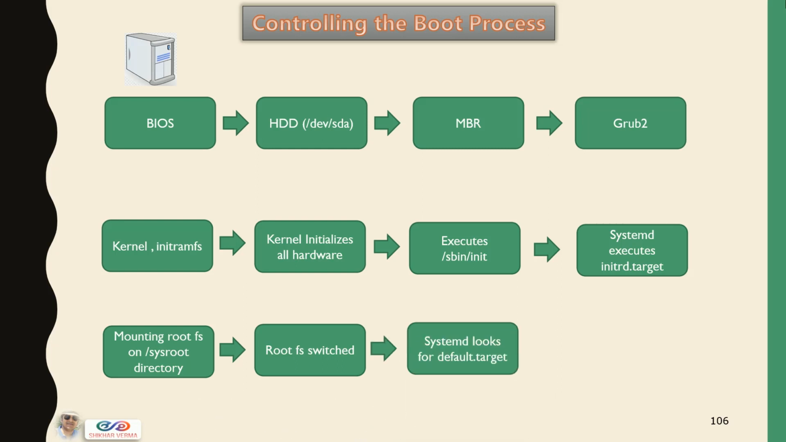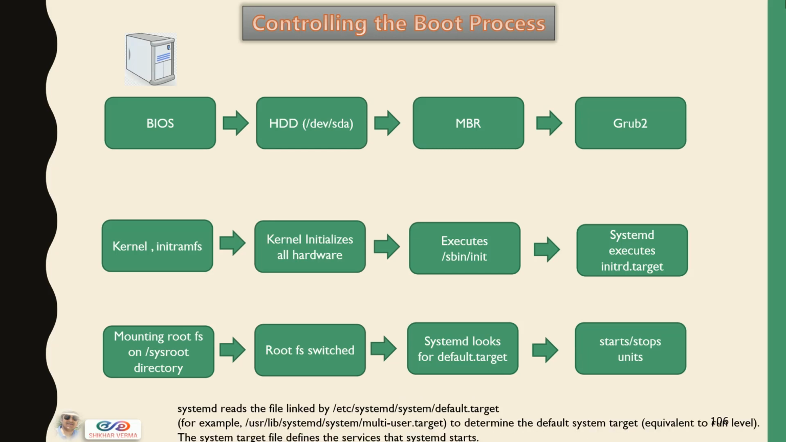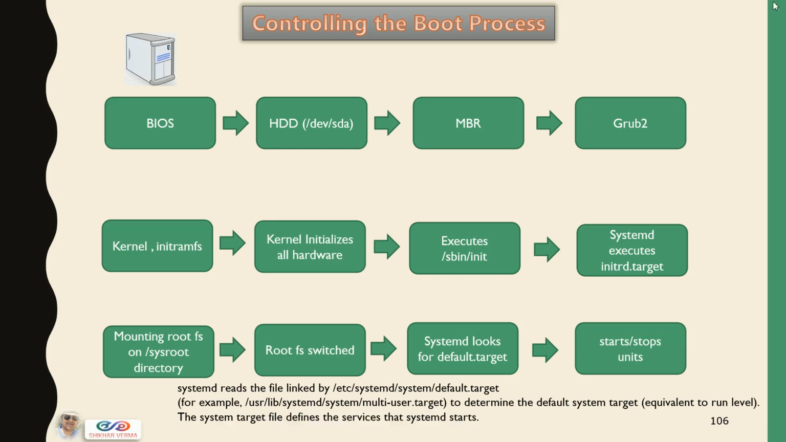After that, systemd looks for the default.target. So in this file, it is mentioned which run level the system should boot from. It could be your multi-user mode or graphical mode, right? And it starts and stops the units. So this is the file for the default.target. Here you can see systemd reads this file, and in this file you can mention manually as well which run level you want. So for example, this is the link for that.